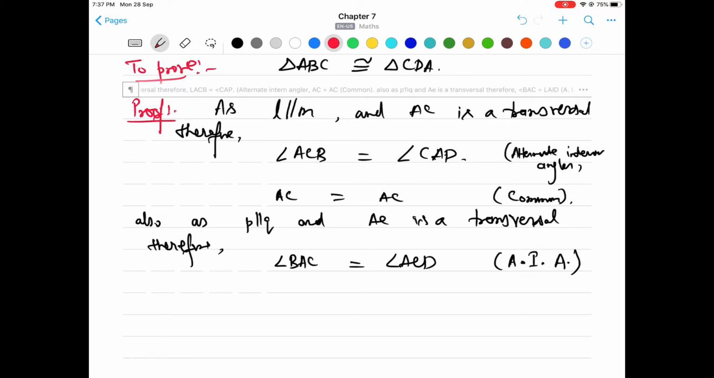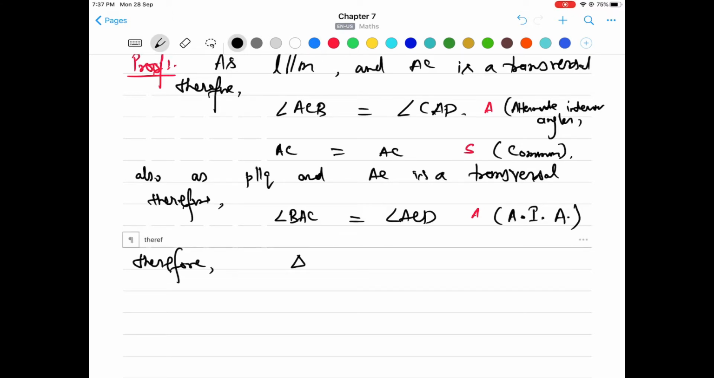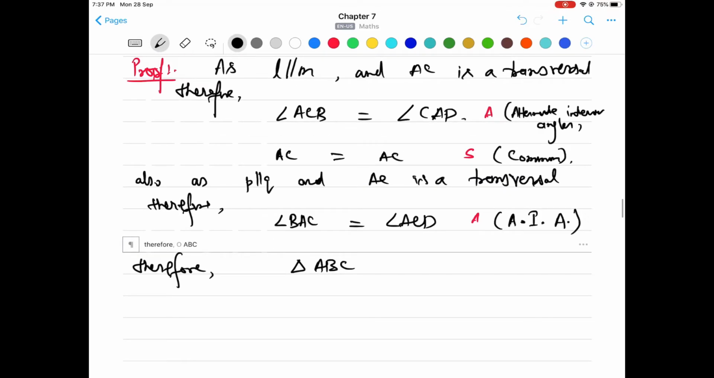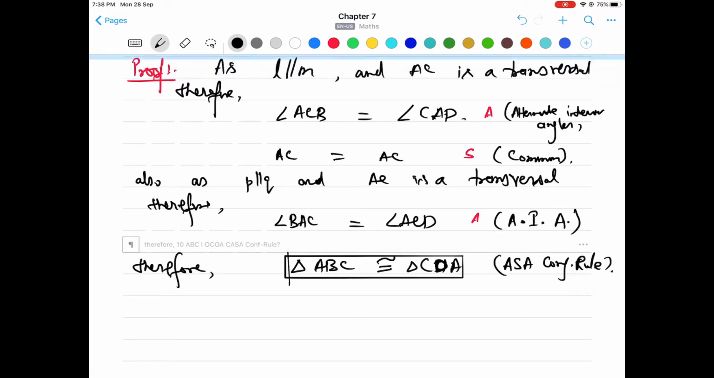So what we got here is an angle A, then a side S and another angle A. So this is angle, side, angle. So I'll write therefore triangle ABC is congruent to triangle CDA, and this is by the angle side angle congruency rule. So that's what we were asked to prove here, that triangle ABC is congruent to triangle CDA. We have proved that they are congruent by the ASA congruence rule.